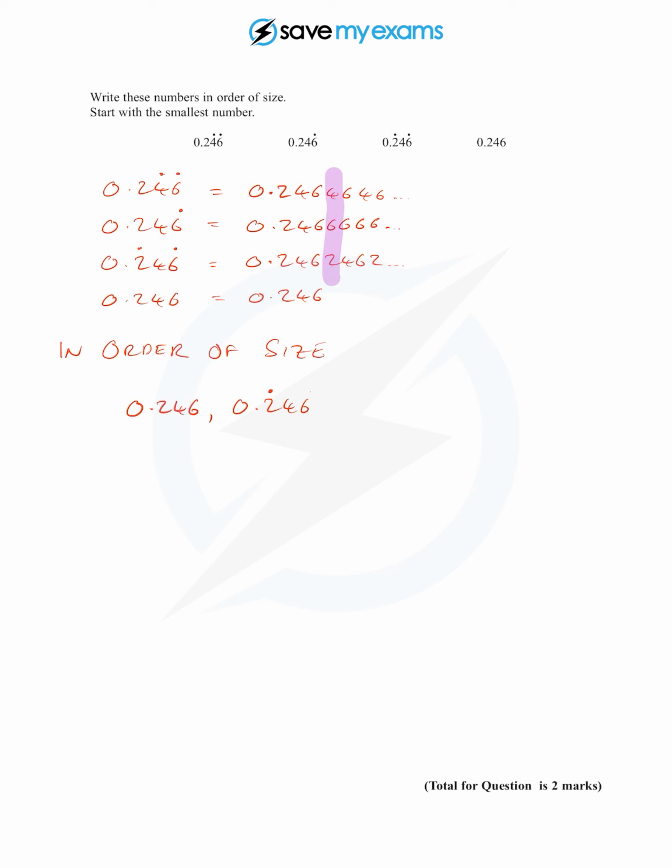And so that's 0.246 all recurring, and then the one with the 4 in the fourth decimal place is the next one, so that's 0.246 with the 4 and 6 recurring. And then that just leaves the biggest one, which is the one where just the 6 recurs, and so that is 0.246 with the 6 recurring, like that. And that is the numbers in order of size.